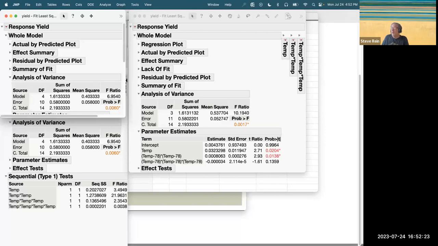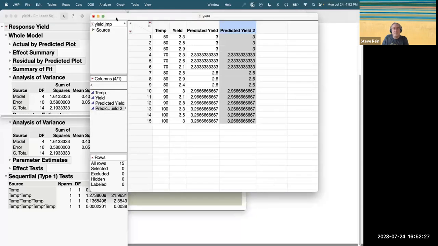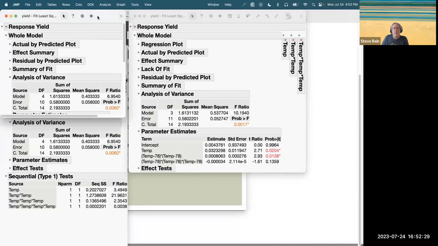Okay, so let's, any questions first? Go ahead, please. Why would you not take out the x cubed one? Because it's not significant either.